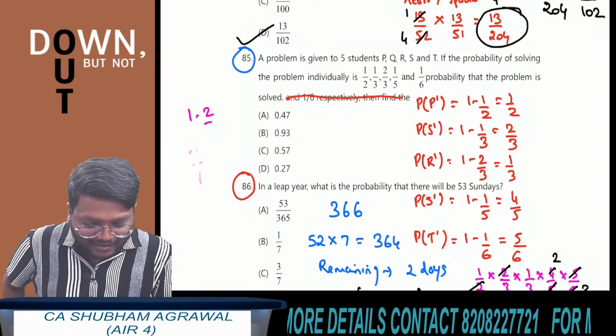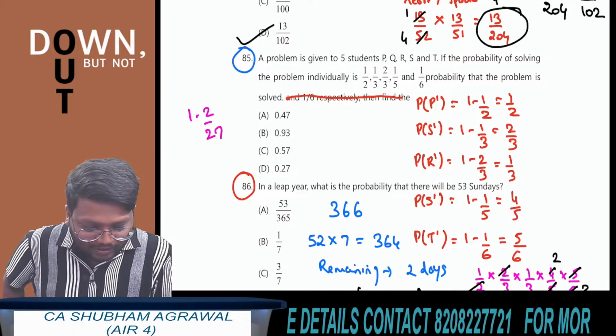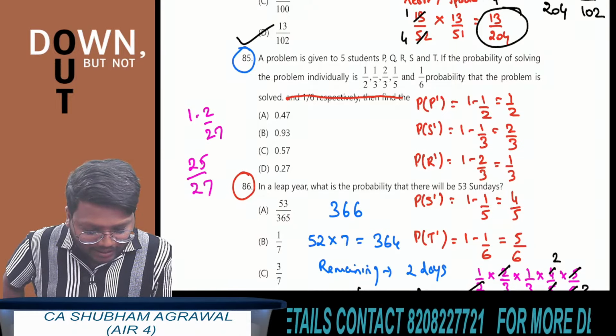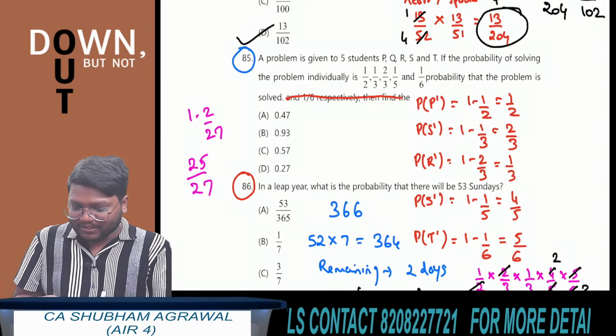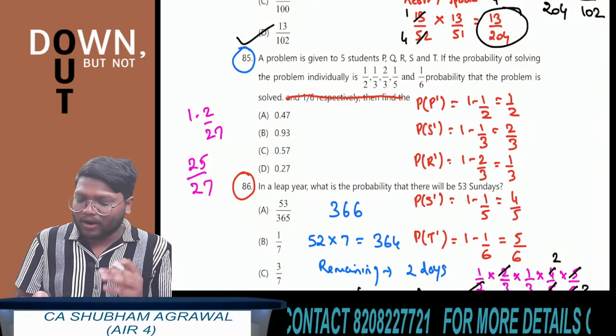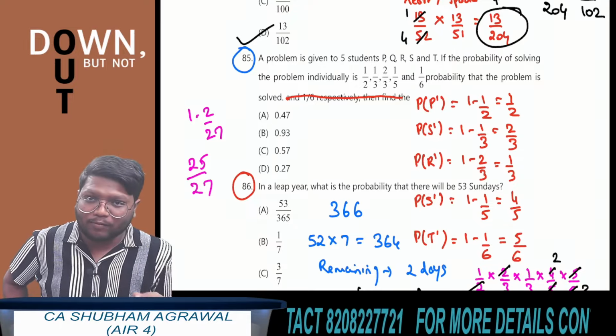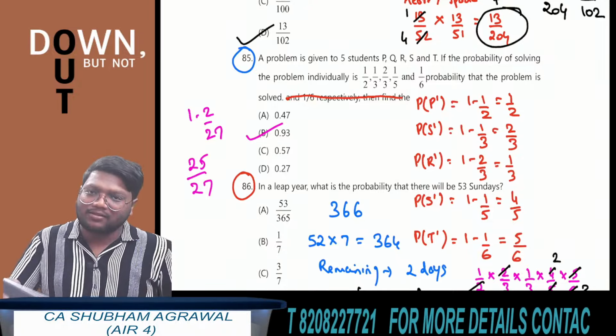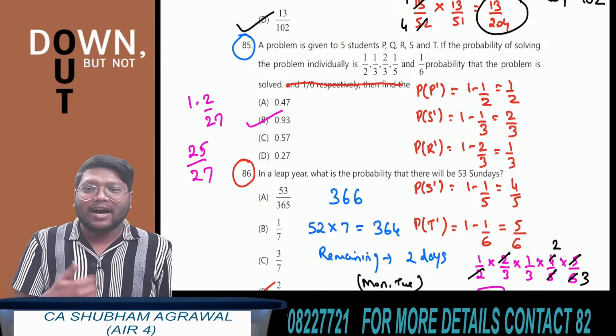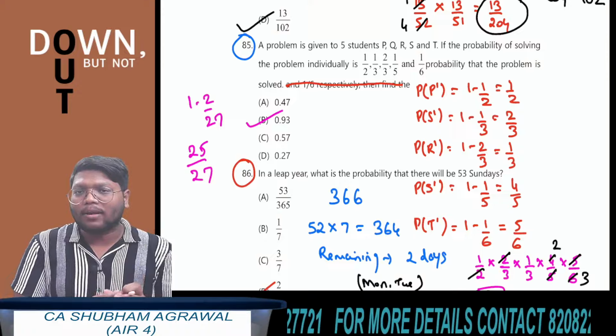The final answer is 1 minus 2 by 27, which is 25 by 27. So 25 by 27 is 0.9259. If you are rounding it off up to 2 decimal places, the answer is 0.93.